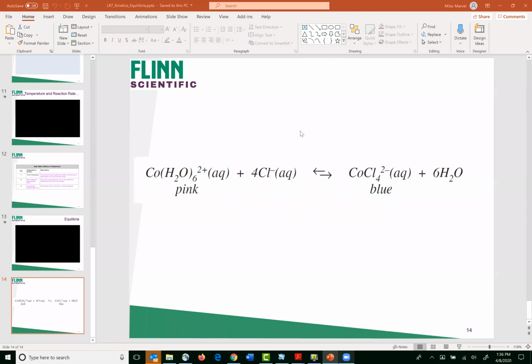Now, if we add silver nitrate to this system, so assume this whole system is in a beaker or test tube, what's going to happen? And this is where I'm being a little mean. The silver cations are going to interact with chloride and precipitate them out as silver chloride. So the concentration of chloride is going to decrease because it's taken out of solution by precipitation, and this equilibrium should shift to the left to counteract that stress.